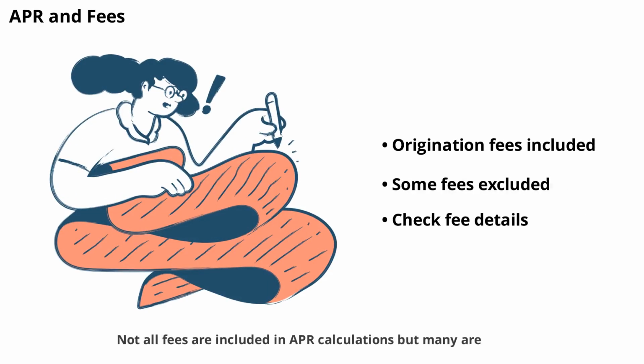Not all fees are included in APR calculations, but many are. For example, origination fees, points, and some closing costs are typically included, while late fees or optional insurance might not be. Always check which fees are part of the APR to avoid surprises and make accurate comparisons.